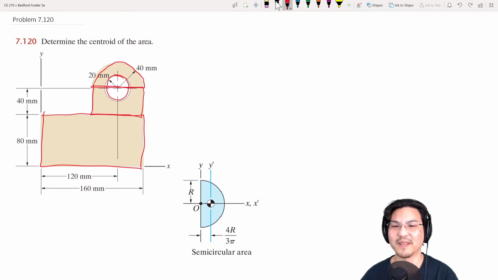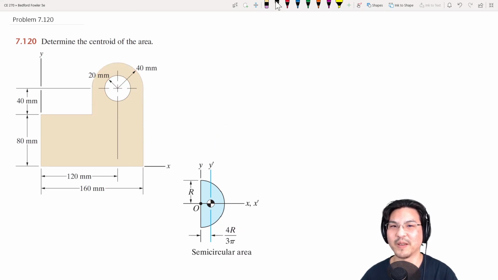Notice that out of the appendix, the semicircle is oriented this way, but in our shape, it's oriented this way. So this 4r over 3 pi is this way. Okay, so let's put everything together.